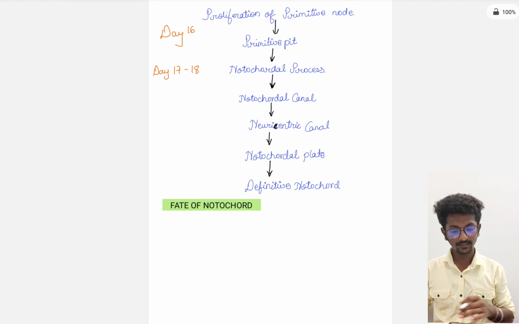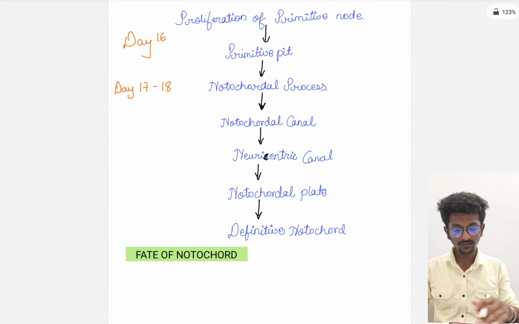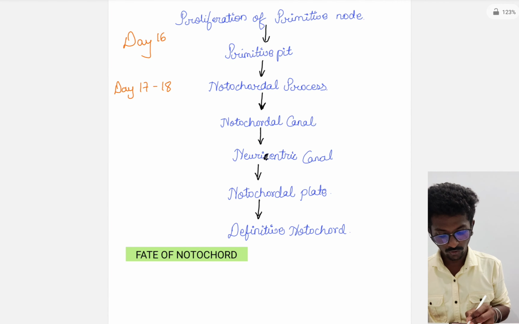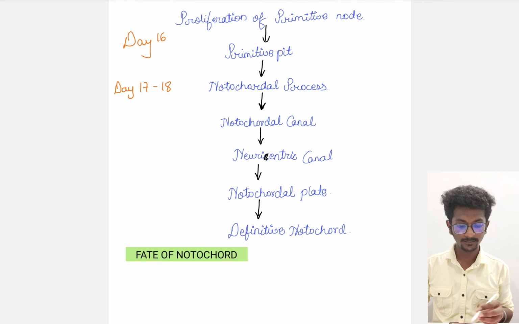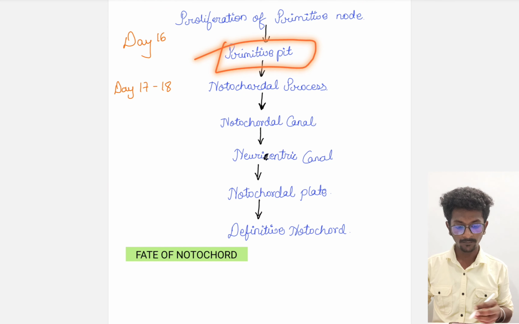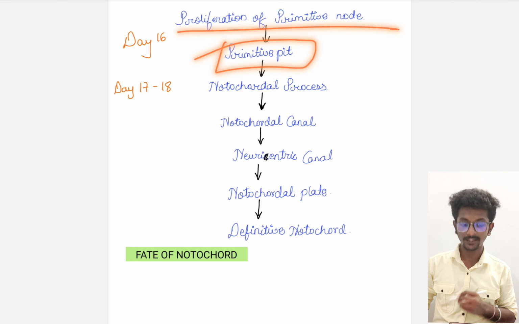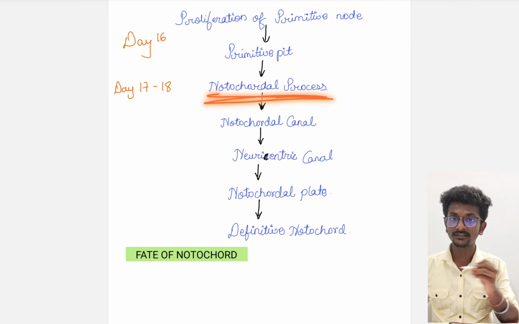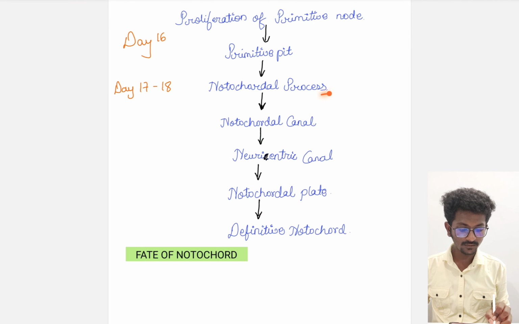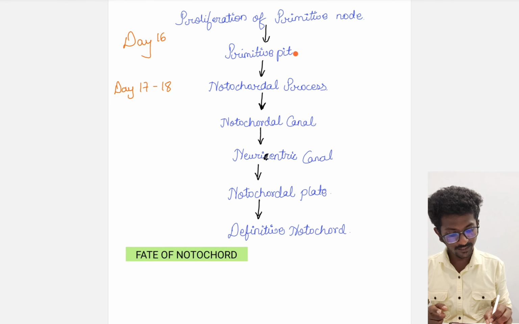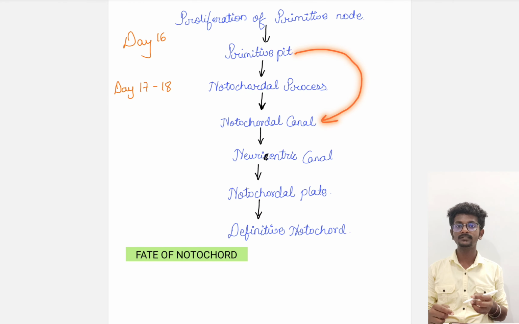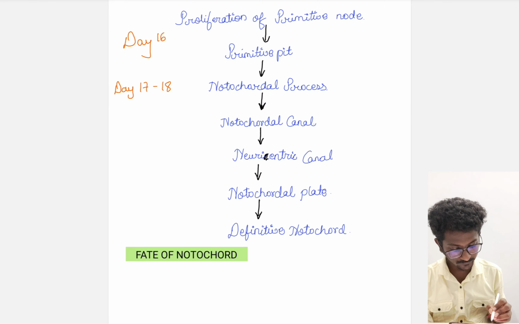I hope this is very clear, guys. This is in the form of a flowchart that I have written. On day 16, the proliferation of the primitive node will take place. The primitive pit will be formed. Due to the proliferation of the primitive node, the notochordal process will form. After the formation of the notochordal process, we will get the notochordal canal, meaning this pit will grow inside the process to form the notochordal canal.